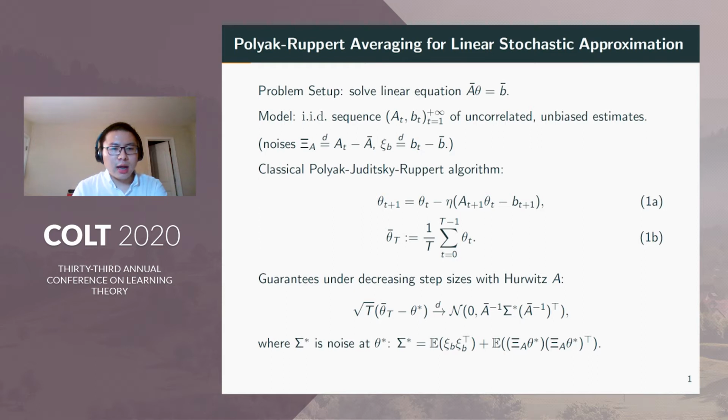In this setting, the classical result by Polyak, Juditsky, and Ruppert shows that you can simply take the average of the LSA procedure. Under the condition that the population level matrix A bar is Hurwitz, which means that the real parts of its eigenvalues are strictly positive, and you take a decreasing step size sequence, you can have pretty good asymptotic guarantees for the averaged estimator. Actually, this Gaussian limit is locally asymptotically minimax.